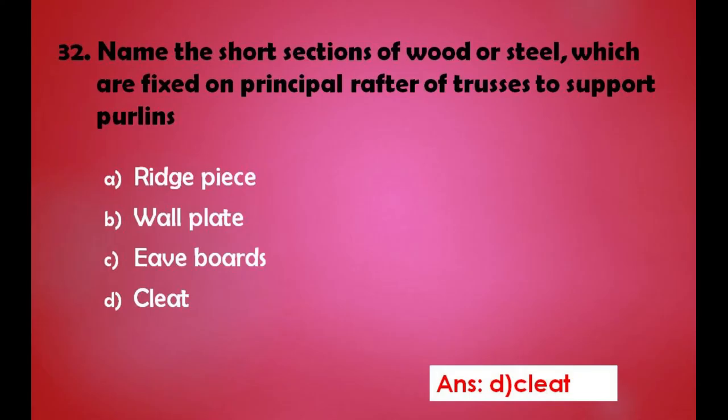Name the short section of wood or steel which are fixed on principal rafter of trusses to support purlins is A. Ridge piece, B. Wall plate, C. Eave board, D. Cleat. The answer is the short section of wood or steel which are fixed on principal rafter of trusses to support the purlin is cleat.